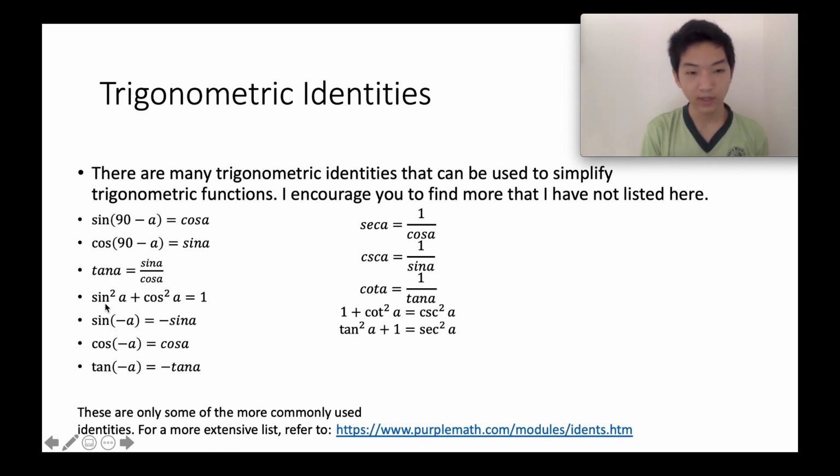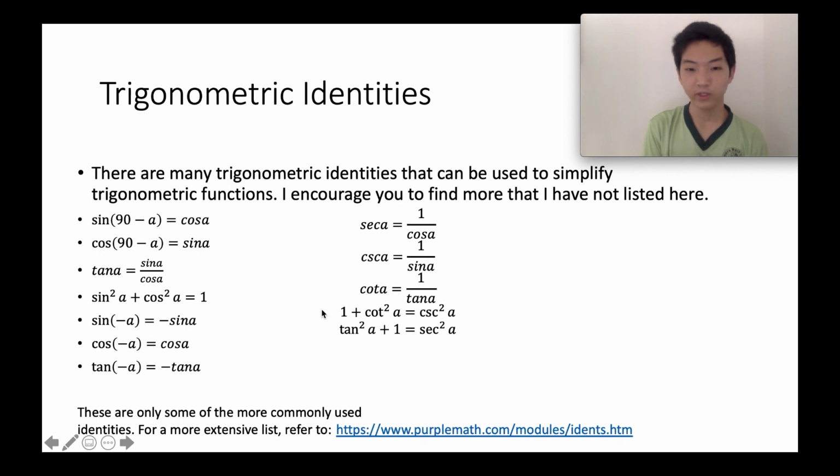There's also sine of negative alpha is equal to negative sine alpha. Cosine of negative alpha is equal to cosine alpha. And tangent of negative alpha is equal to negative tangent alpha. So if you made the degree negative with sine, you get the negative value of the sine without the degree being negative. But if you switch the sign of the degree with cosine, it would still be the same as if you had not switched the sign.